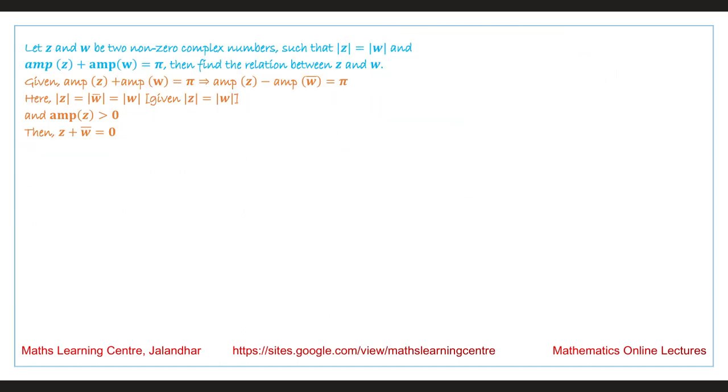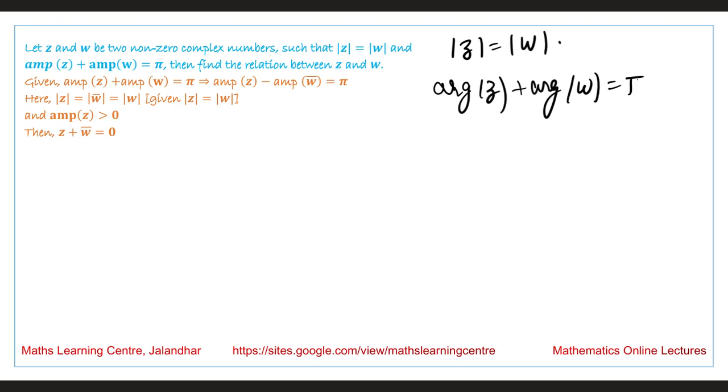Next is, let z and w be two non-zero complex numbers such that mod of z is equal to mod of w and argument of z plus argument of w is equal to pi. We have to find the relation between z and w. A similar question we have already done in our previous slides. So from this we can write argument of z is equal to pi minus argument of w.